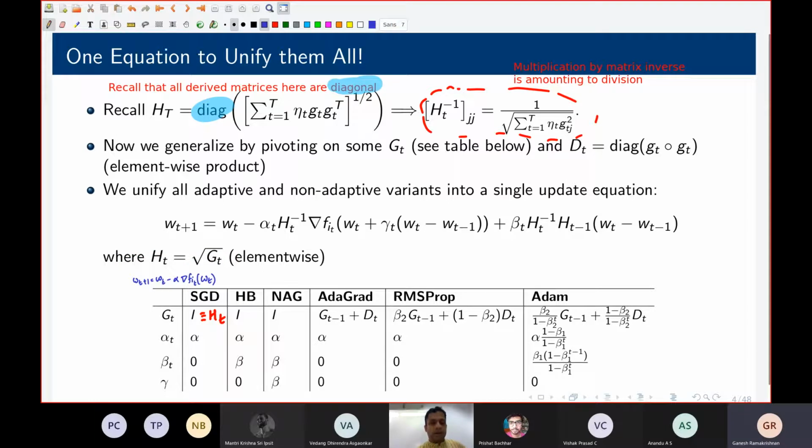The second one is heavy ball. Heavy ball is pretty much the same, just that the beta has come up. I'm going to quickly write this down. The only difference now is that the beta has come up, which means that in addition to this, you have plus a constant beta times W_t minus W_{t-1}. That's the second one.